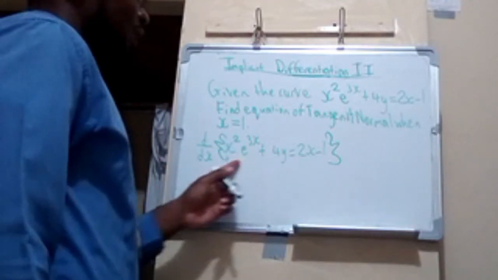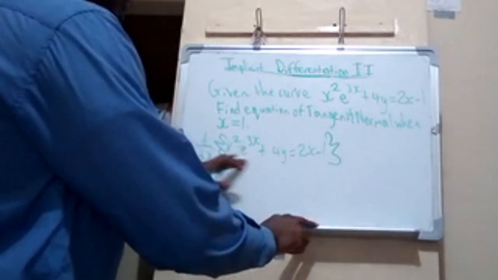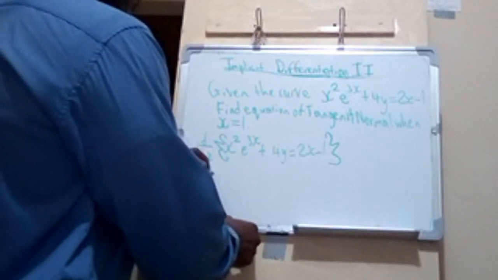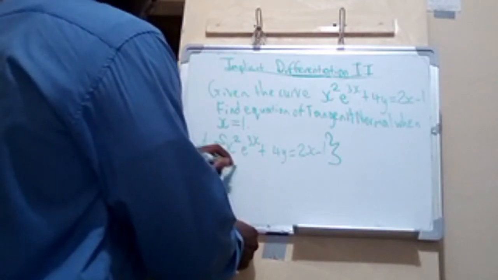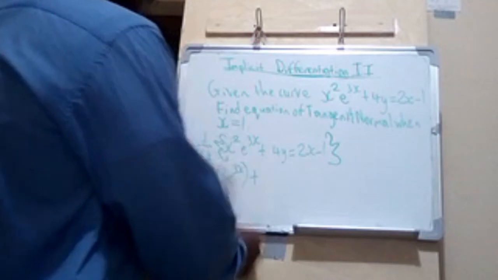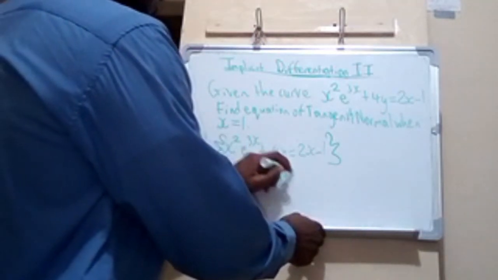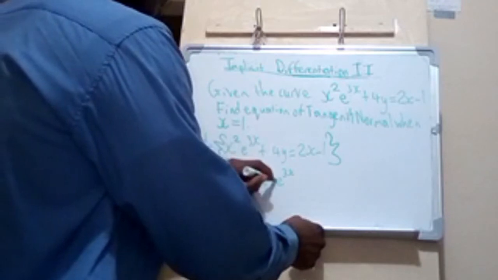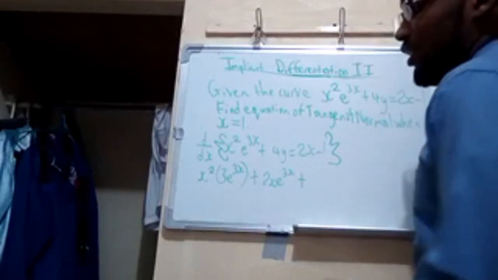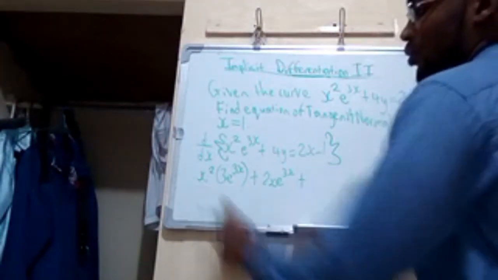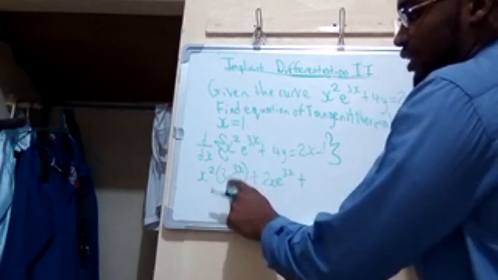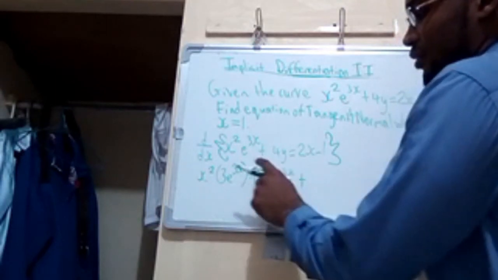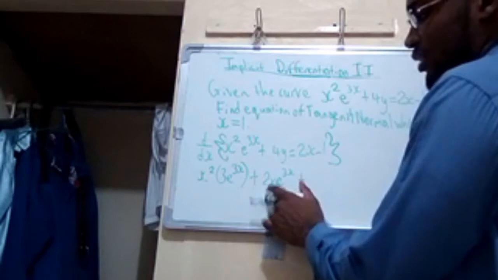So to differentiate x squared e to the 3x, we use the product rule: keep the first times the differential of the second, which is 3e to the 3x, plus keep the second, which is e to the 3x, times the differential of the first, which is 2x. Remember, product rule is u dv plus v du. This is your u, this is dv, this is v, and this is du.